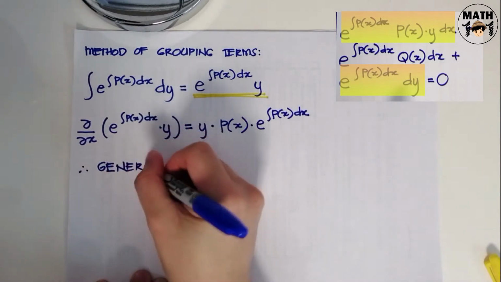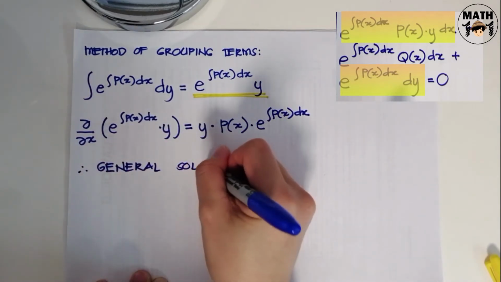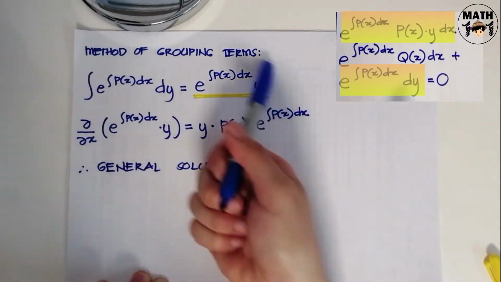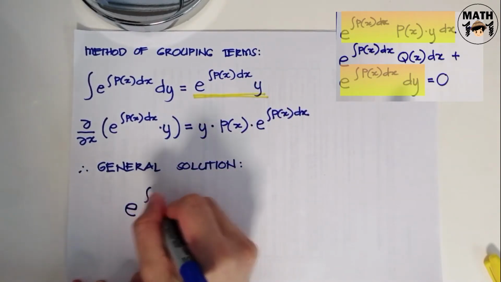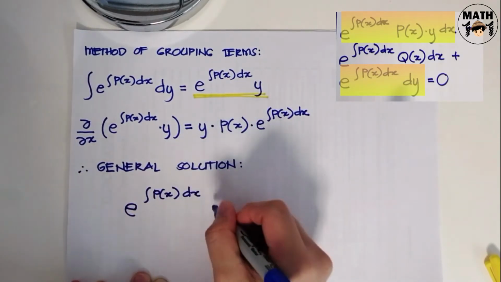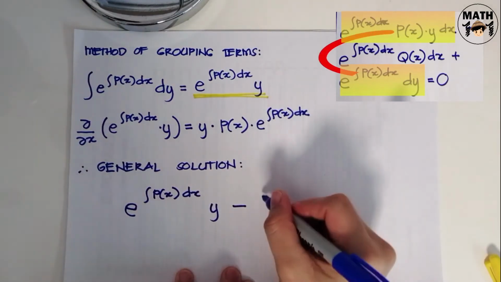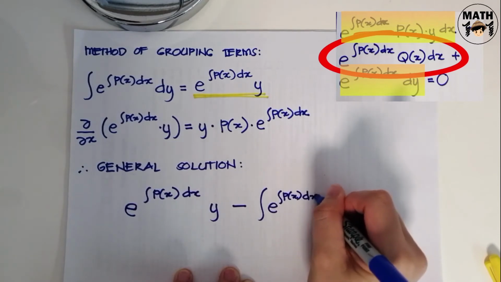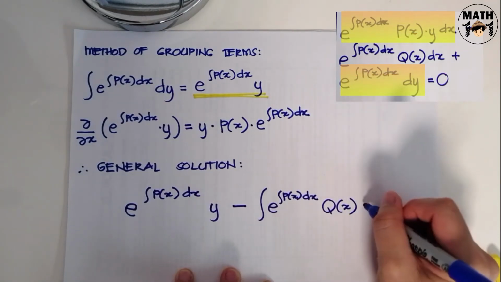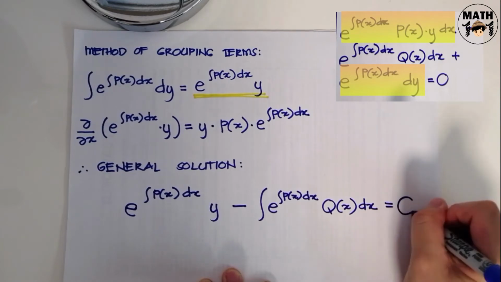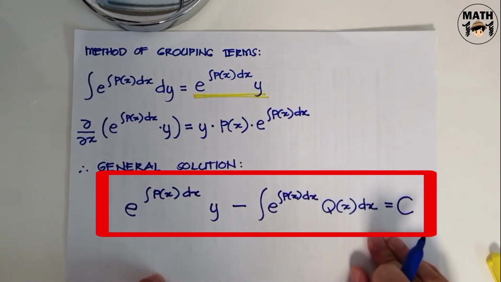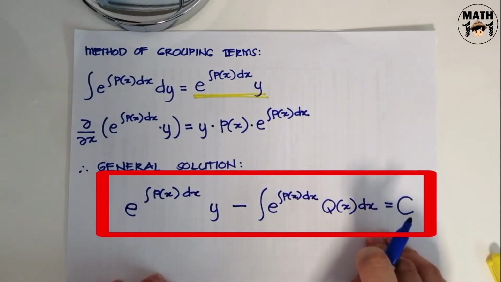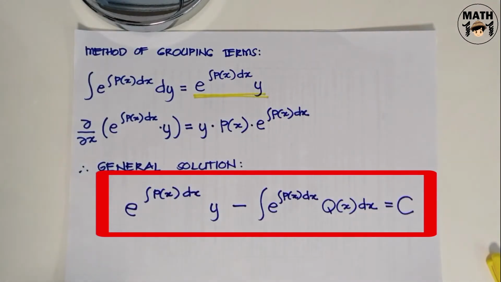Therefore, the general solution of any linear first-order differential equation is equal to this term minus the integral of e raised to the integral of p as a function of x, times q of x, with respect to x, equal to a constant. We can use this in our problems, or we can also apply the method of solution for exact equations after we find the integrating factor. Let's solve sample problems to see how this works.